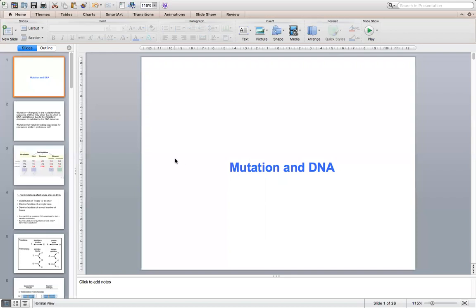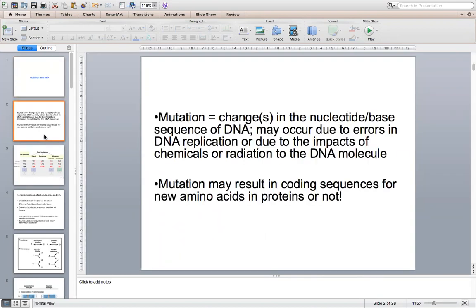Okay, we'll start the class today. So today what we are going to see is mutation. So what is mutation? Mutation was discovered by Hugo de Vries. It means any sudden heritable change. So how does this sudden heritable change come?